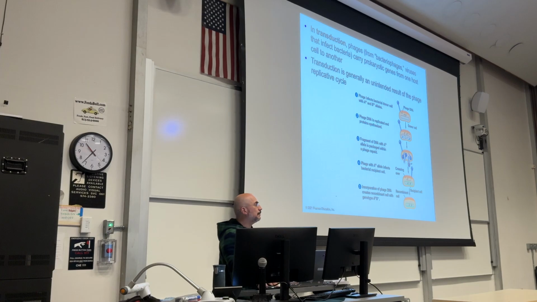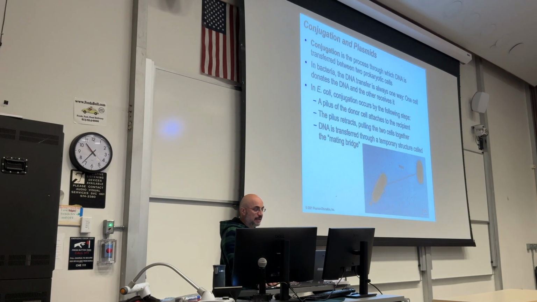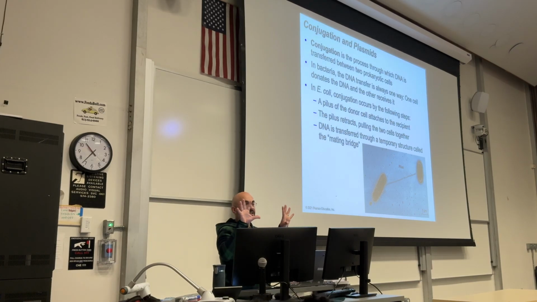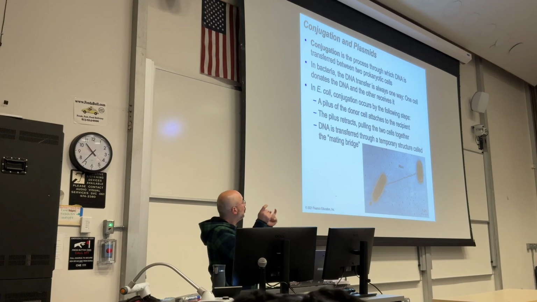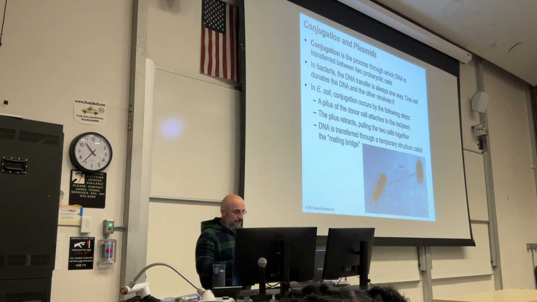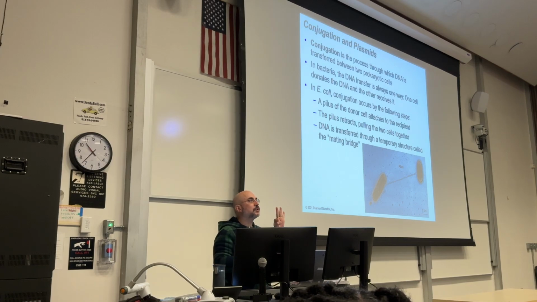Now, the most common and best known form is conjugation, where you have a specialized pilus that is long, a tube. That tube connects two individual bacteria, and through that tube or tunnel, they exchange genetic material. So that's the third way to conduct horizontal gene transfer.